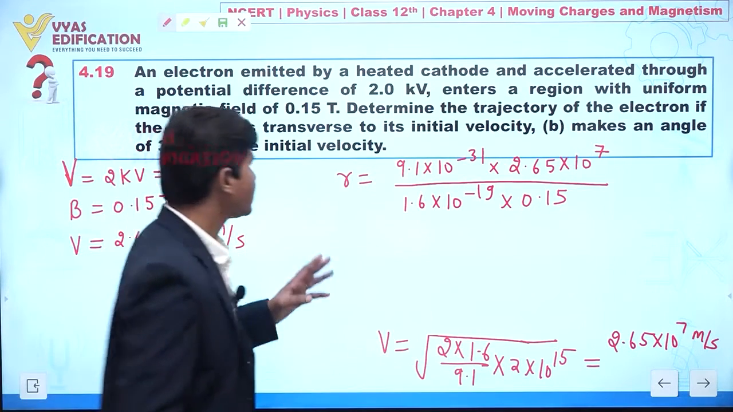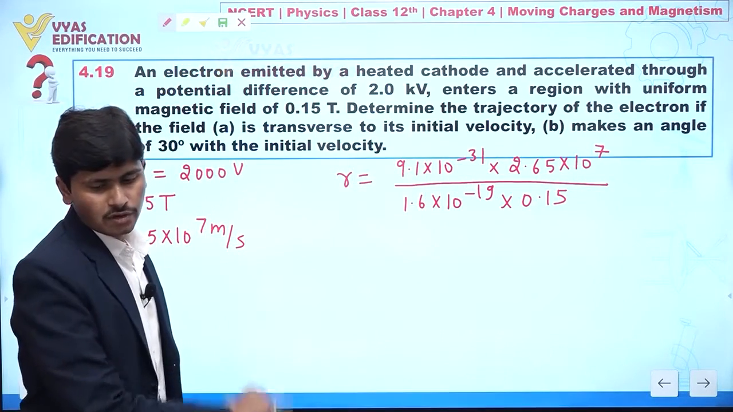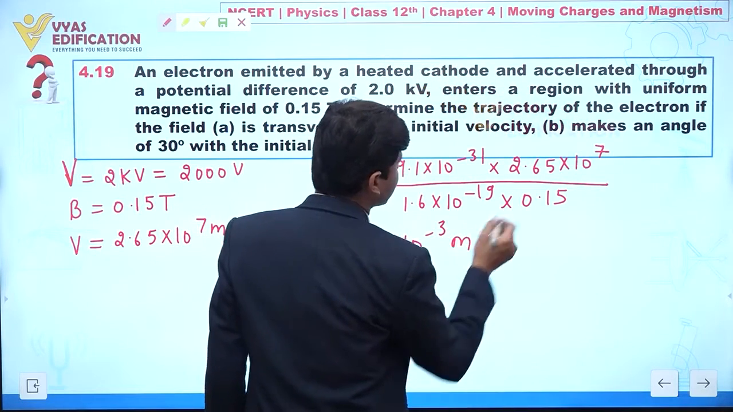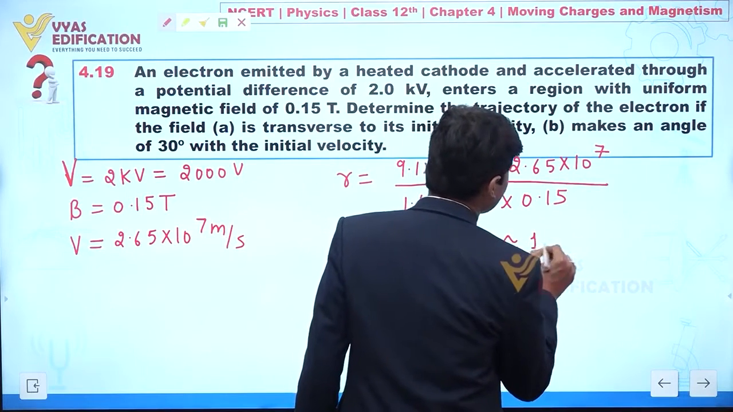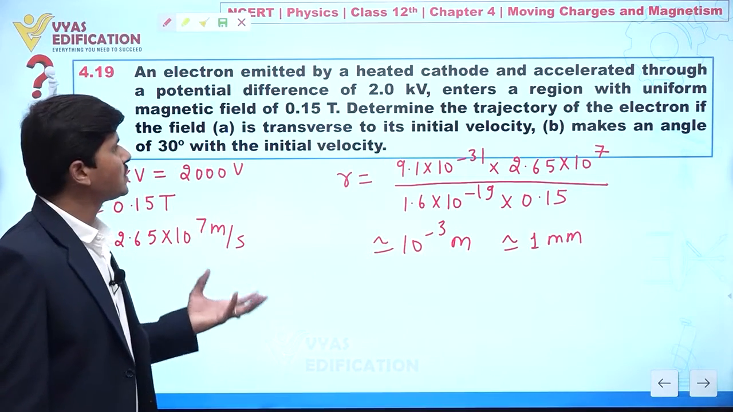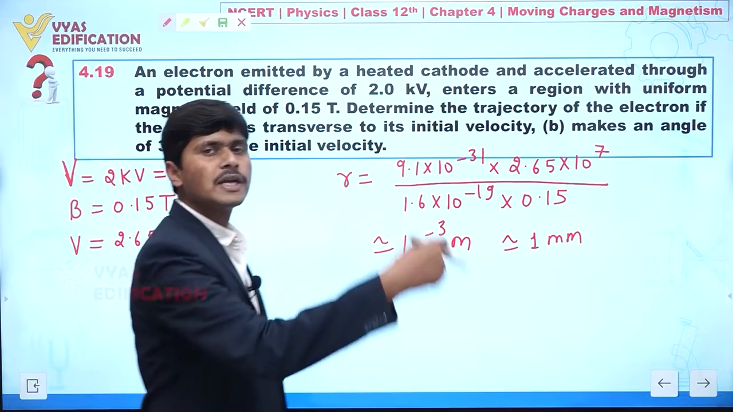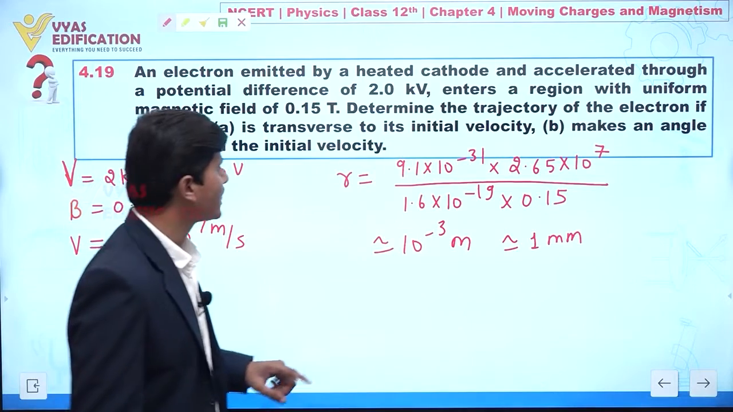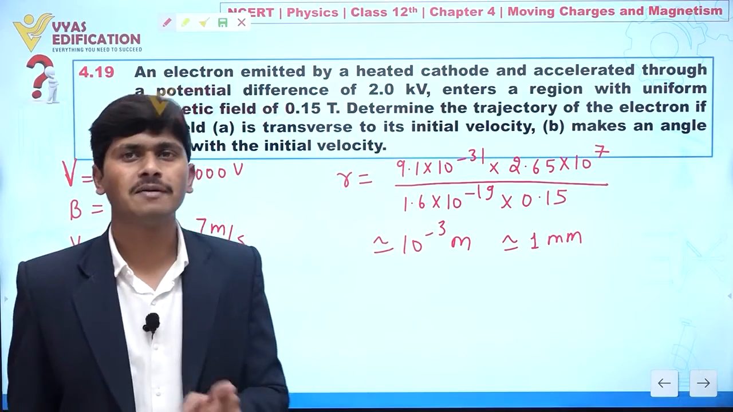Now we have all these values, and if you solve it, you will find the value is approximately 10 to the power minus 3 meter. You can calculate it. So from here this value is 1 mm. Our objective in this question is to find the trajectory of an electron. We have a circular trajectory, and this circular trajectory has a radius of 1 mm. Clear to everyone? So this is all about part A.